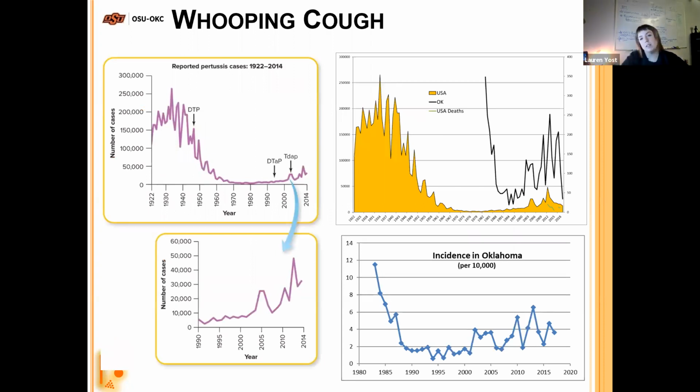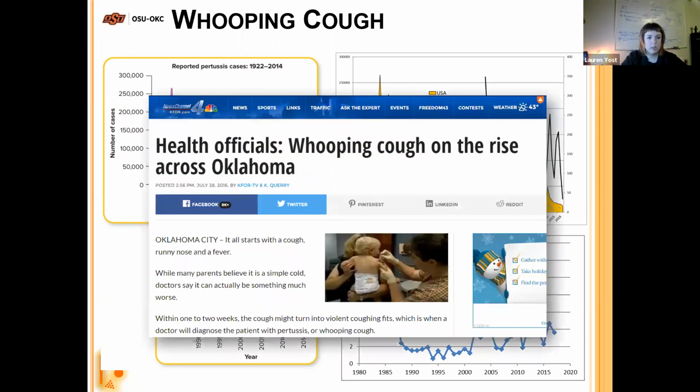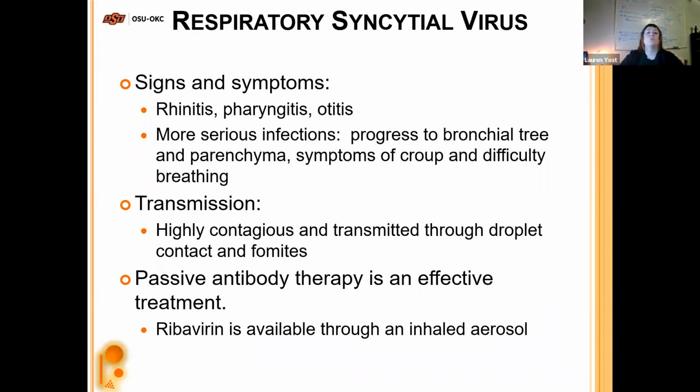And we also have a rise in unvaccinated individuals due to the anti-vax movement. So this is just showing incidence over time in Oklahoma and in the US. I'm not going to get into this, but it is on the rise in Oklahoma. So RSV is the next one, respiratory syncytial virus, that's RSV.